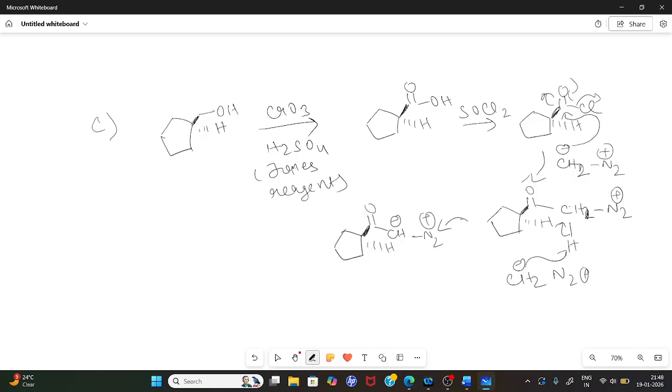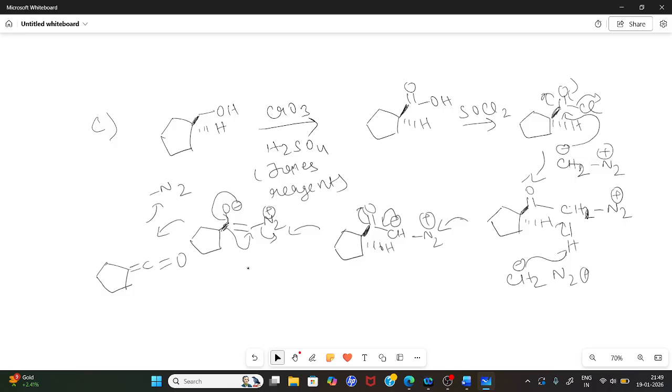And you know that N2 positive will always want to be neutralized and removed in the form of nitrogen gas. So this goes like O minus. This is your N2 positive. So this bond comes here and this bond shifts here. So basically you get nitrogen gas as the byproduct here. It removes N2. Ultimately, the thing that you get here is double bond C, double bond O. Okay. Now this is your ketene intermediate.